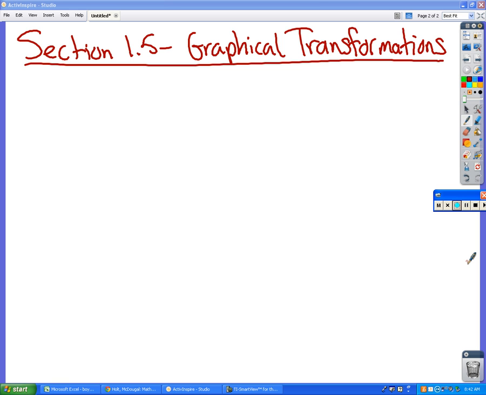We're on page 125. We're talking about graphical transformations. I hate transformations. This is something that we've seen again and again. So you'll be a little familiar with this already.